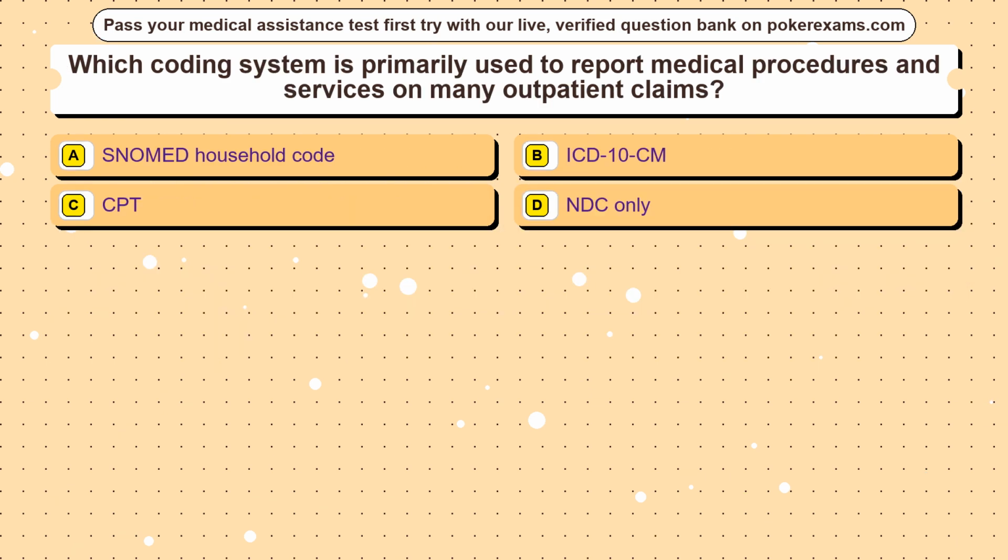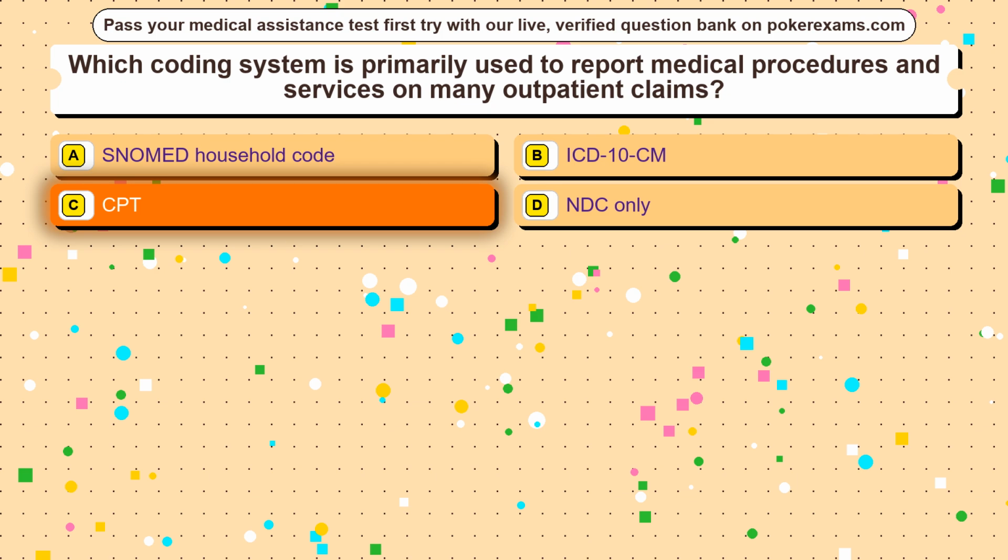Question 6. Which coding system is primarily used to report medical procedures and services on many outpatient claims? Option A. SNOMED Household Code. Option B. ICD-10-CM. Option C. CPT. Option D. NDC only. The correct answer is option C.